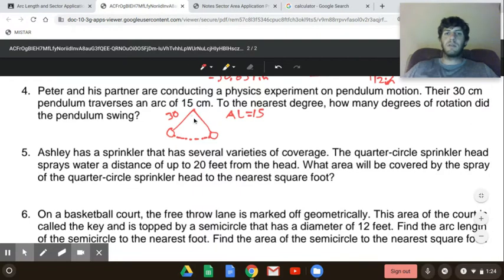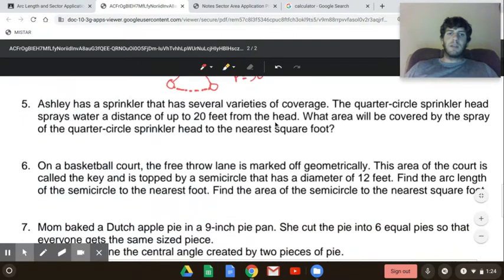So we're basically finding x. So the length of the pendulum, 30 centimeters, is your radius. Okay, so you have your radius, you have your arc length. Now you need to find your central measure. So you would use the arc length formula and solve for the central angle, right, or the measure of the arc.